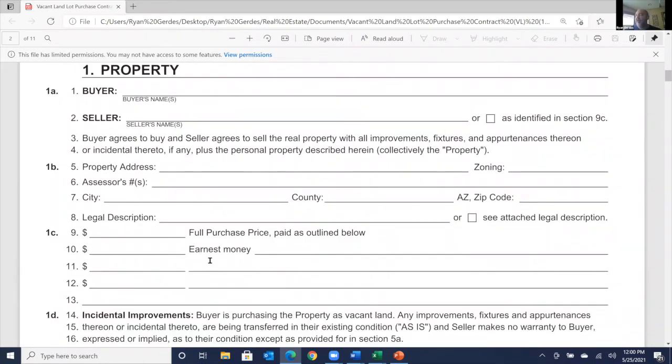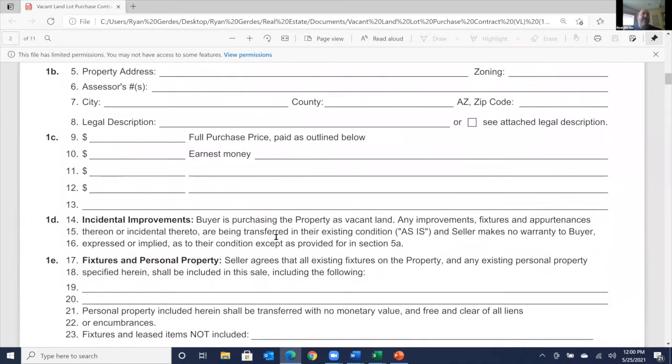We'll go over a little bit more about earnest money a little bit later on, but ultimately earnest money is designed to keep everyone honest. It is money that is put up front by the buyer, generally held by the escrow company, in order to move things along and keep people honest.